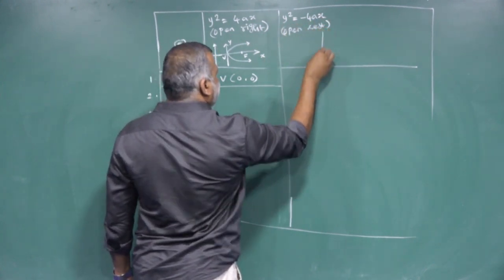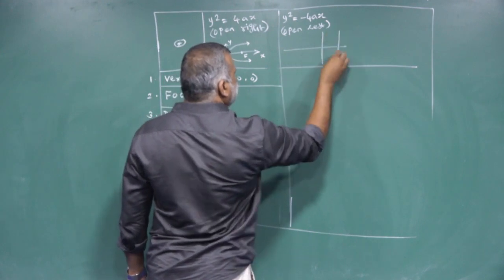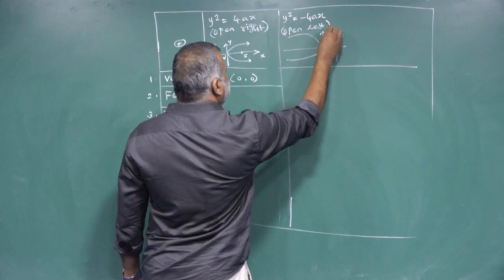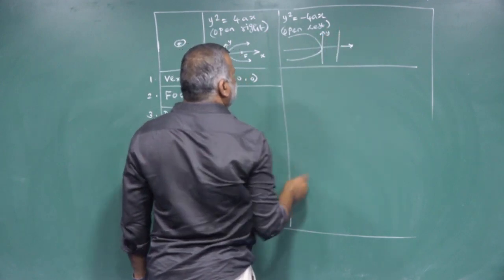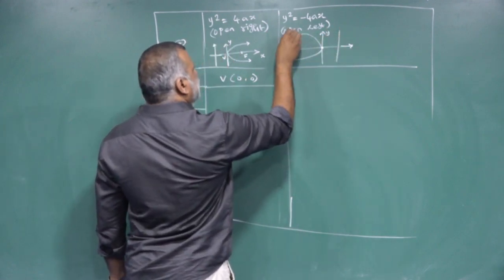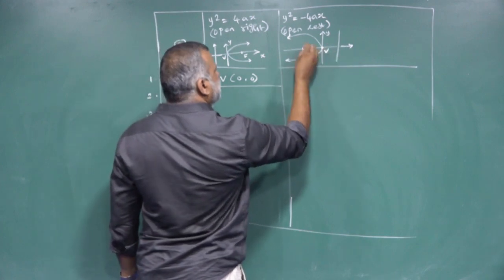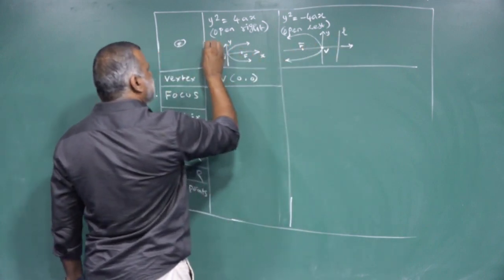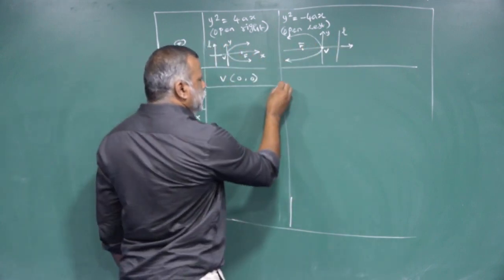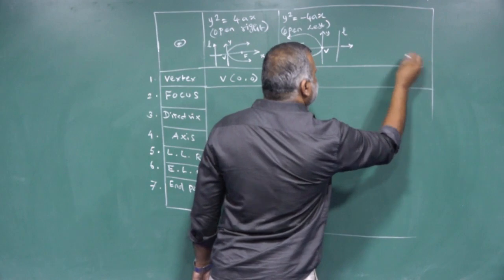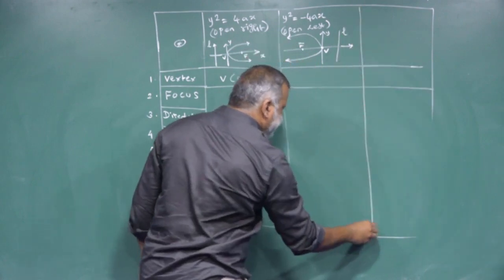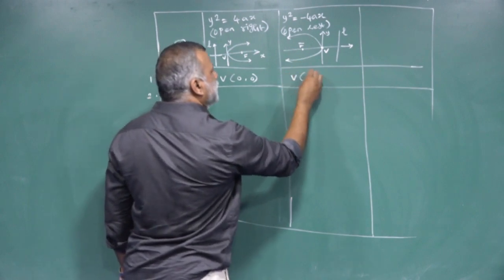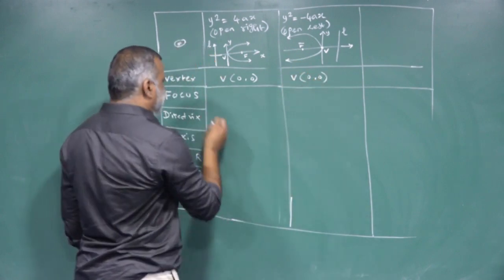Immediately you can draw a simple diagram like this. Already we discussed everything, just for recalling all the concepts. This is vertex. This is focus. This is directrix L. Here also this is directrix L. For these 2 types, I can justify the answers. Very simple. Vertex 0, 0. For type number 2 is also vertex 0, 0.